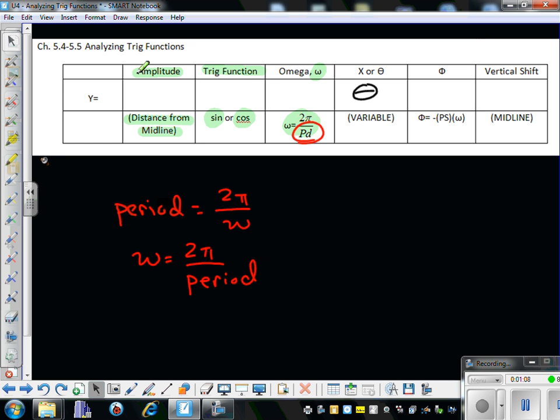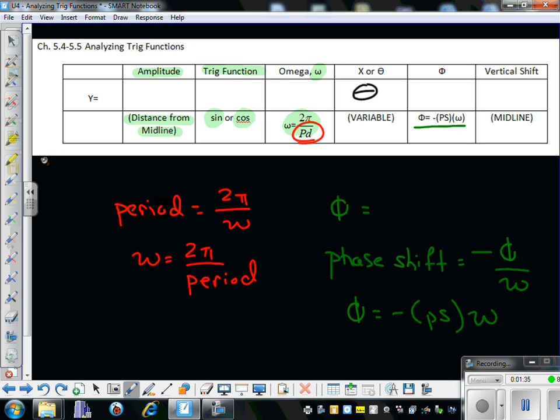Now, we talked about our variable as being theta in this class. Now, to find our phi, that went with our phase shift. And our phase shift was negative phi divided by omega. Well, solving that for phi will give us phi equals our negative phase shift times omega, and you see that's what we have written up here. Now our midline is like a y equals 0, a y equals 2. They're that point on the y-axis that's going to give us our midline.